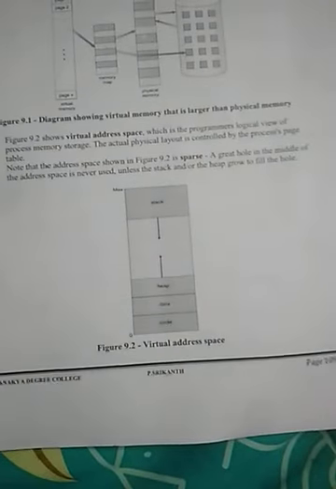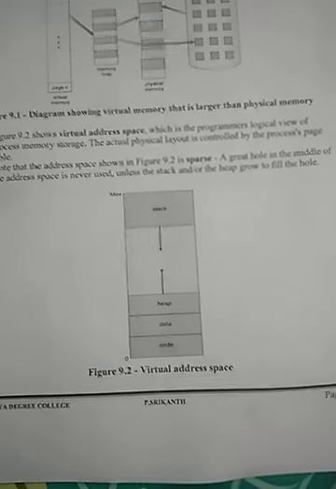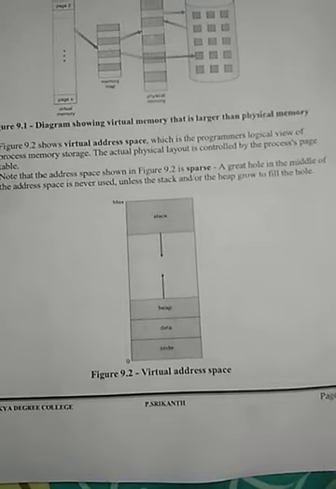In previous classes, in the first unit, we discussed the process diagram. The process diagram consists of code, data, heap and stack. Code is used for storing the text and code segment information. Data is used for storing global and static variables. Heap is used for dynamic memory allocation, and stack is used for storing local variables.